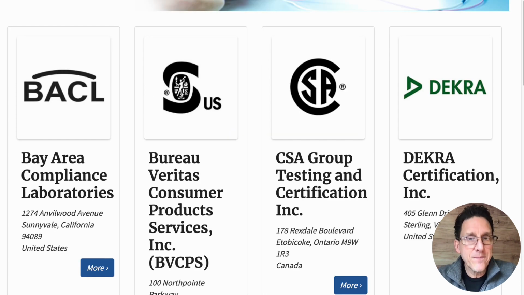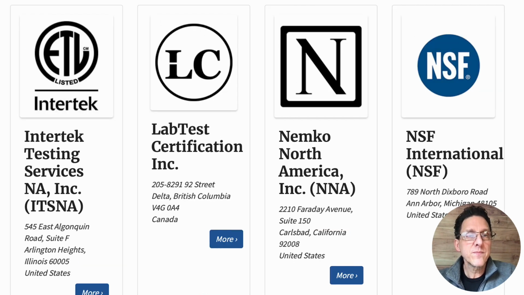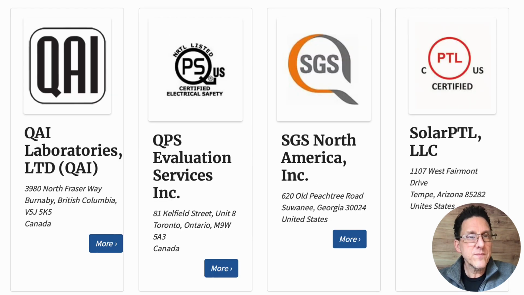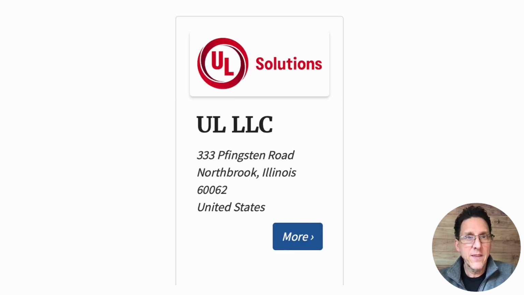All right, here's some labs, and these are all approved by OSHA. Some you may recognize, some you may not. That's okay, right? And again, some of these you may recognize, some not, but they're all testing labs recognized by OSHA. Here's some more. There's a couple more pages. These are all testing labs recognized by OSHA, and this is right from their website. And then, of course, this one, UL, probably the most widely known.